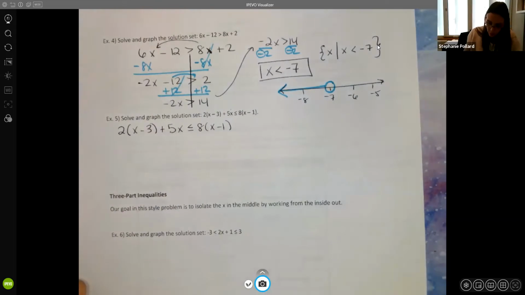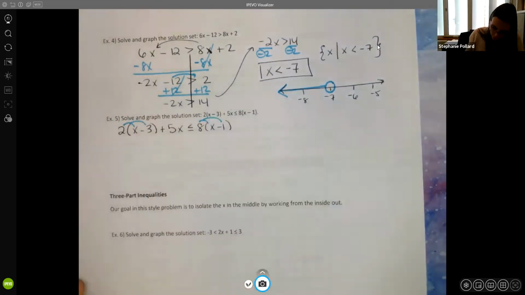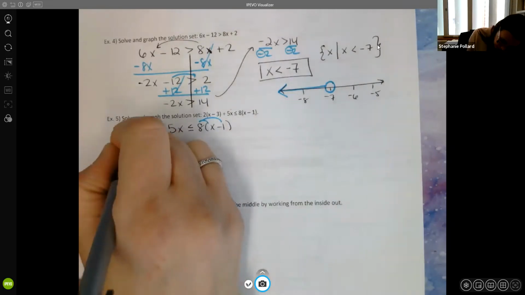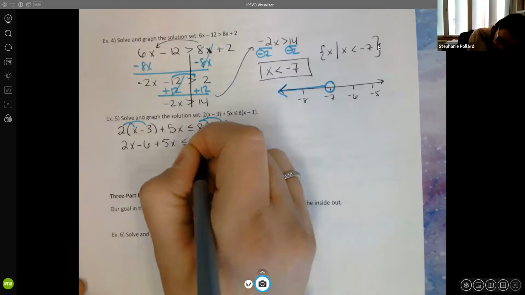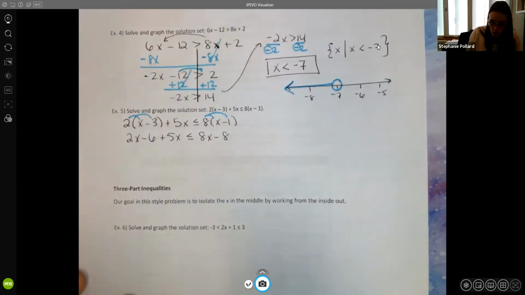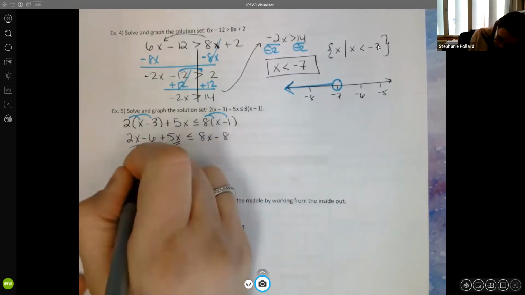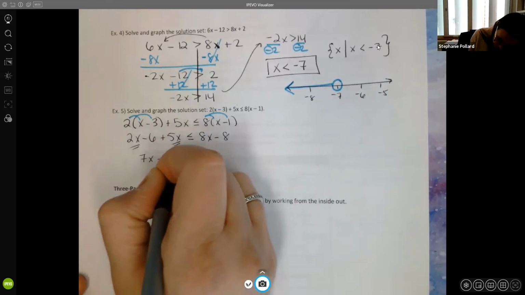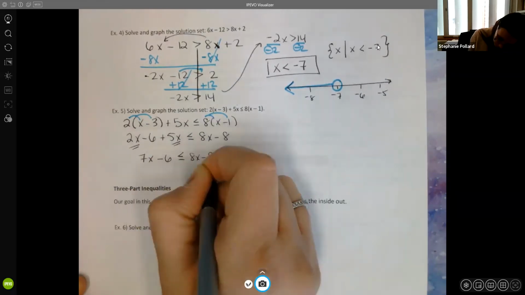All right, I do have parentheses, so I do have to start there first. So I'm not even going to worry about anything until I clear out those parentheses. So I have 2x minus 6 plus 5x is less than or equal to 8x minus 8, multiplying through. On the left here, notice I do have some like terms, so I'm going to combine those together first, and I get 7x minus 6 is less than or equal to 8x minus 8.